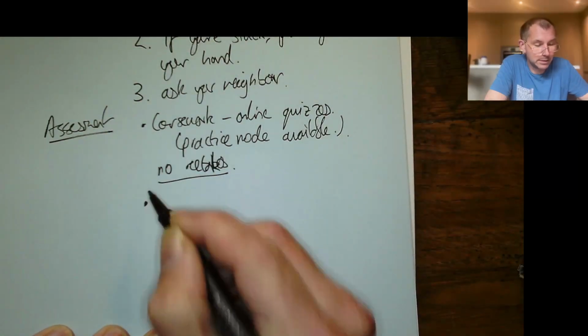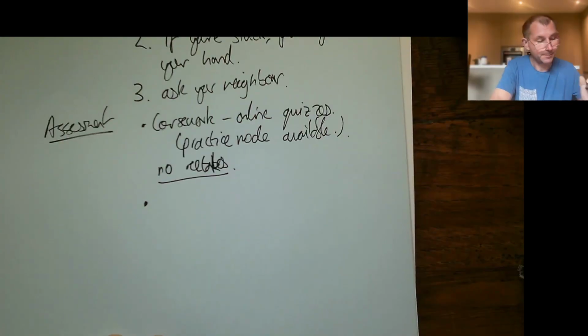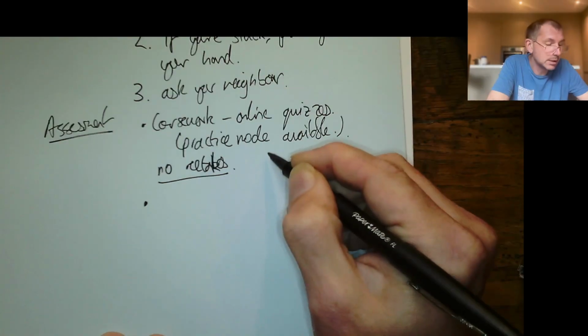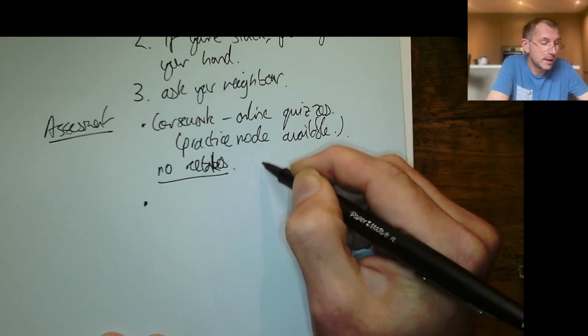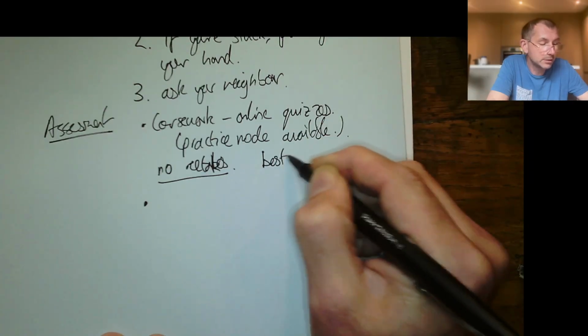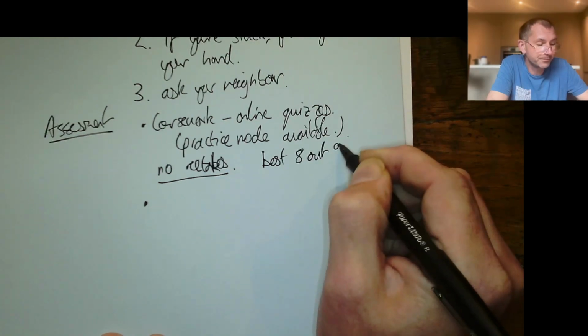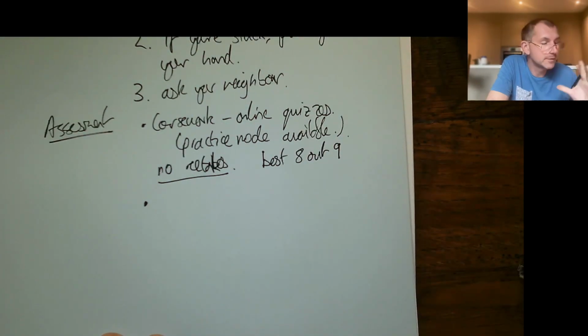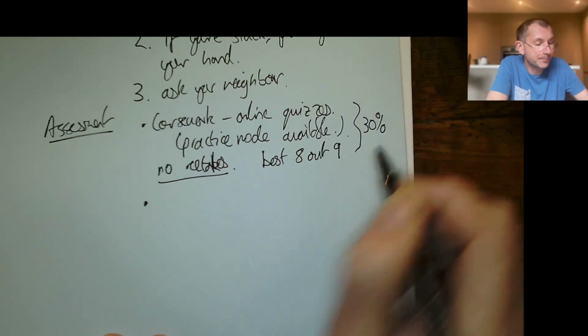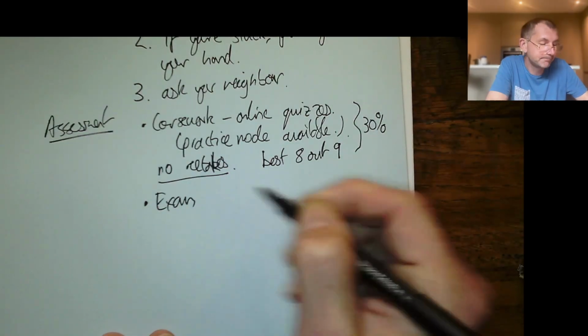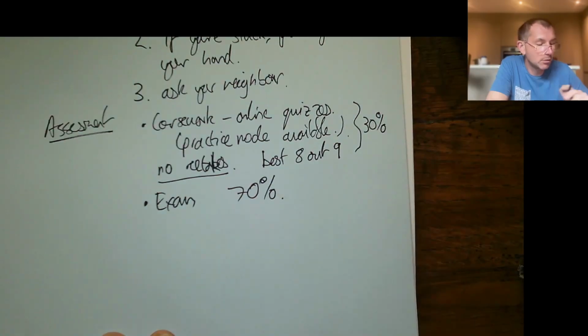So that is what I will say if you ask me. But on the other hand, just to sweeten the pill, you only get counted on the best 8 out of 9. So if there's a problem for some reason, you can't get to the computer for some emergency, doesn't matter, because only the best 8 of 9 will count. And that's 30%, the coursework. And finally, there is an exam that is 70% of the mark.